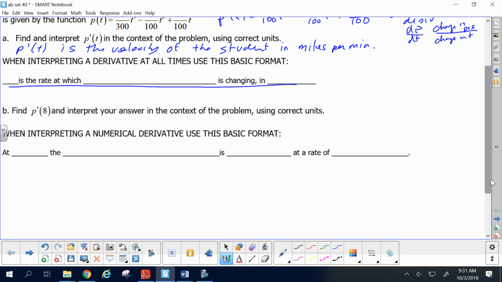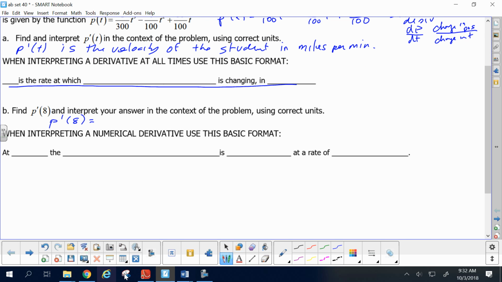Now this is asking you to interpret a derivative at a certain point in time. And it words a little differently. P prime at 8, interpret your results. First, calculate P prime at 8. Please get out your calculator, and you'll need it today. Calculate P prime at 8.